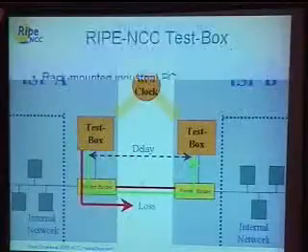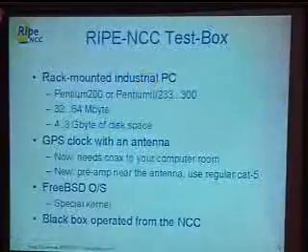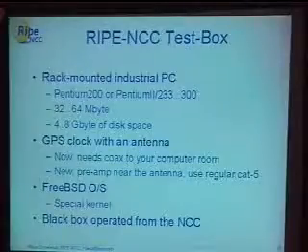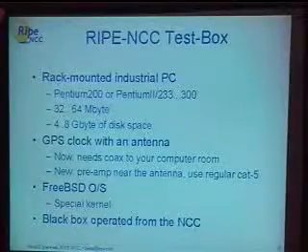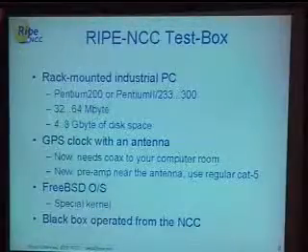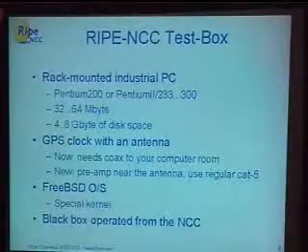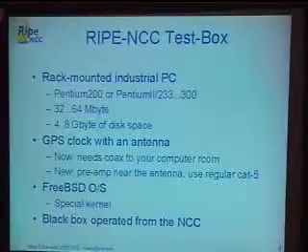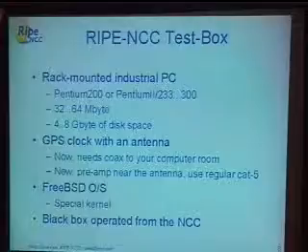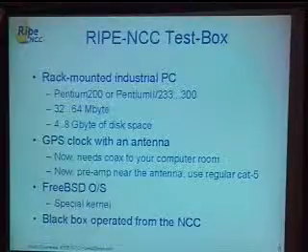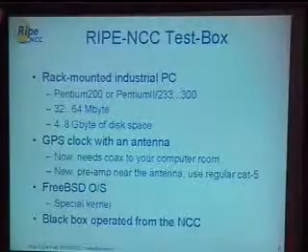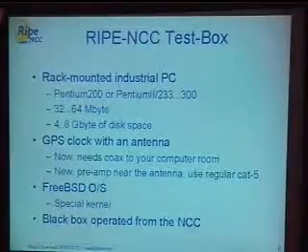So, what do these test boxes look like? It's a rack mount PC, Pentium 200, Pentium 233, some memory, a bit of disk space. Even though Pentium 200 is considered an obsolete machine these days, we still have something like 95% of our CPU cycles to spare there. There's a GPS clock.